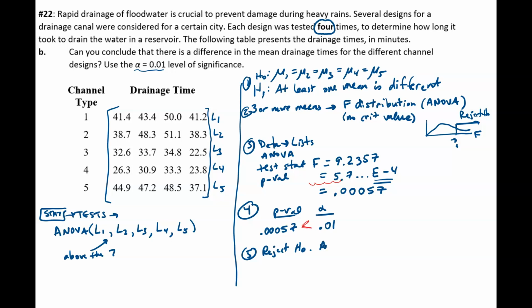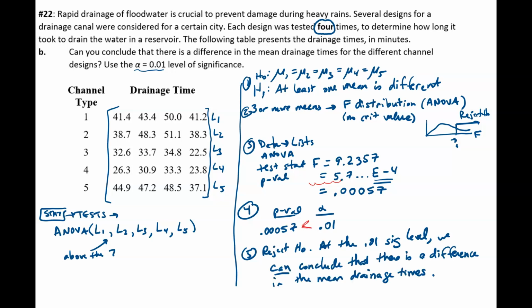And at the 0.01 significance level, we can conclude that there is a difference in the mean drainage times. So that's what I've written out here. And now notice this doesn't tell us which one, like which one is higher, which one is lower, that kind of thing. We'd have to go back and inspect these rows of data.